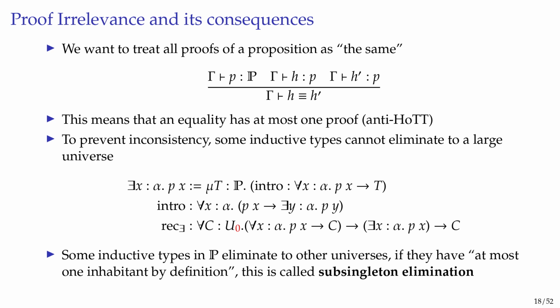So we also want this rule here, which says that all proofs of a proposition should be treated as the same. This is the way you can write that formally: if you have a proposition P, and H and H prime are elements of P, then H and H prime are definitionally equal. This says that every equality has at most one proof, and this is in contradiction with univalence. If you assume univalence and you assume this, then you can prove a contradiction.